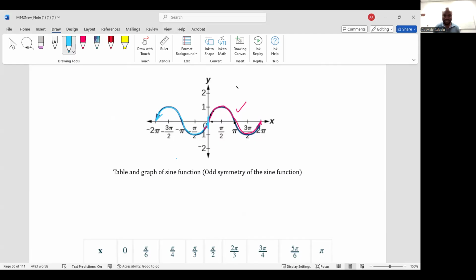If I take this end and I just move it, I will have exactly what I have in red here. If I take this end point and move it about the origin, then you will see I will have exactly that graph in red. So we say the sine function is symmetrical about the origin, or we say it is an odd function. Okay.